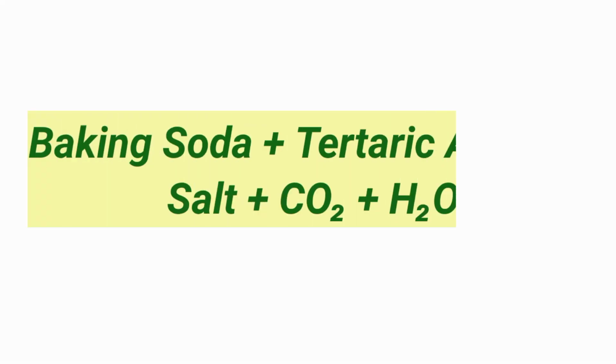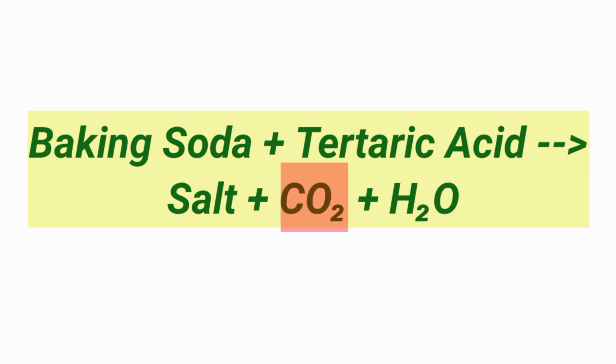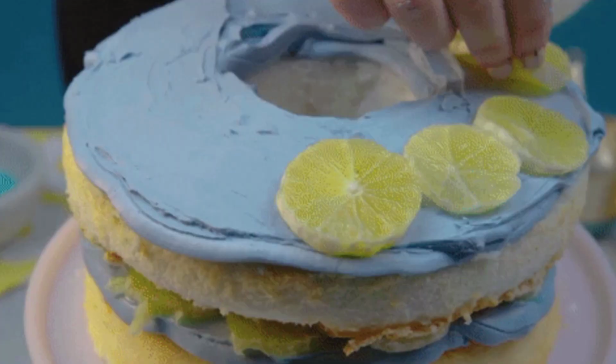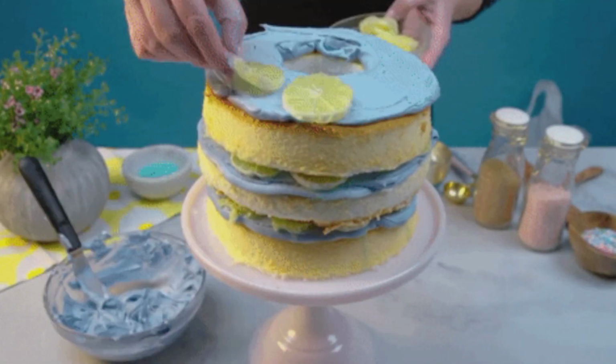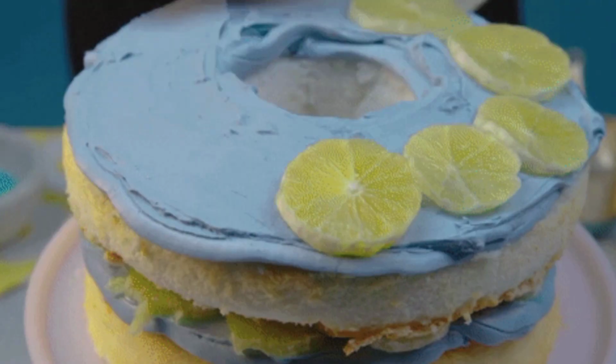Baking soda reacts with tartaric acid to form carbon dioxide gas. This carbon dioxide gas makes the breads and cakes soft and spongy. This is all about baking soda.